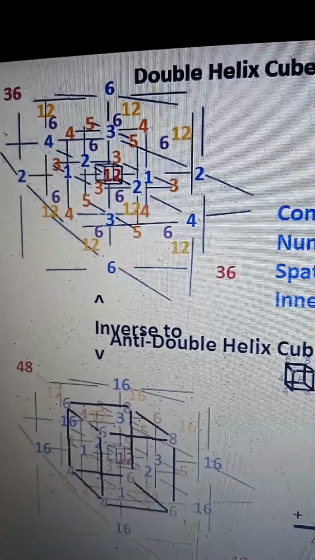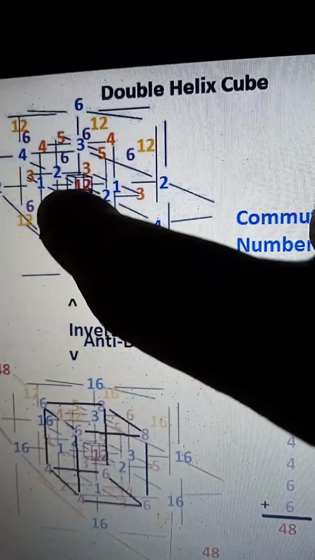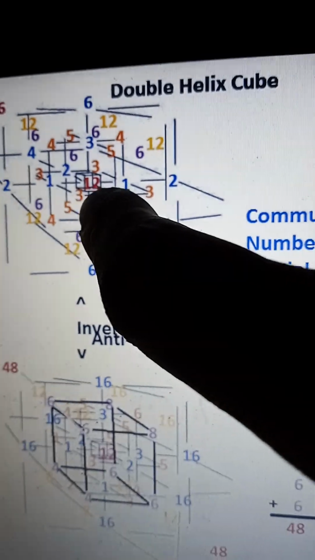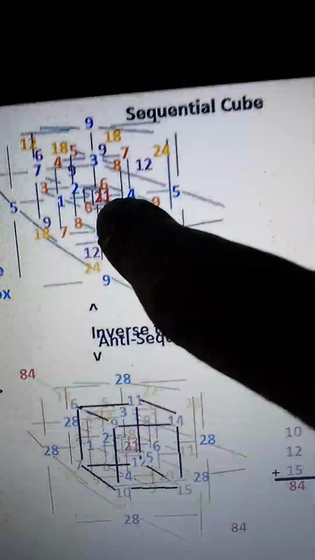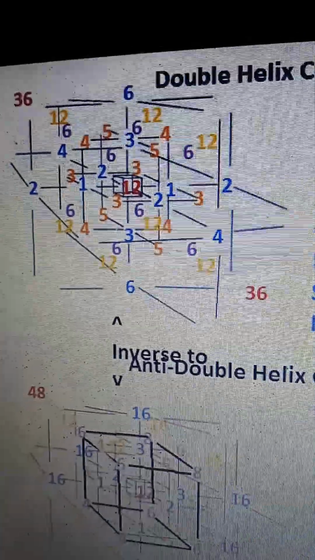One has a 12 for the central ghost number, which is all the blue primary numbers added up to equal 12 in the center. This is an addition cube, by the way. And this is 21, which is 12 reversed. And triple 12 is 36.